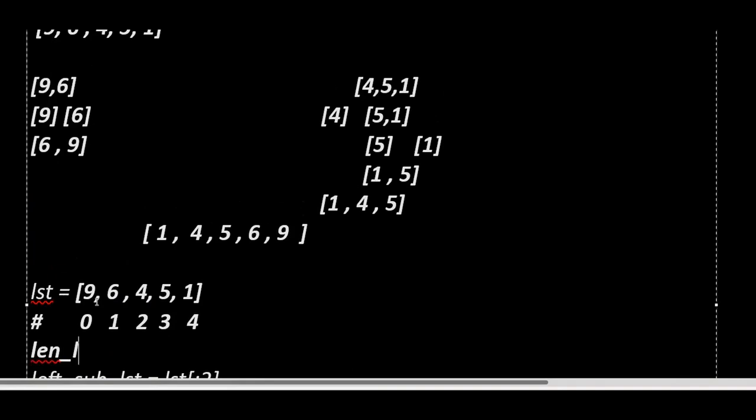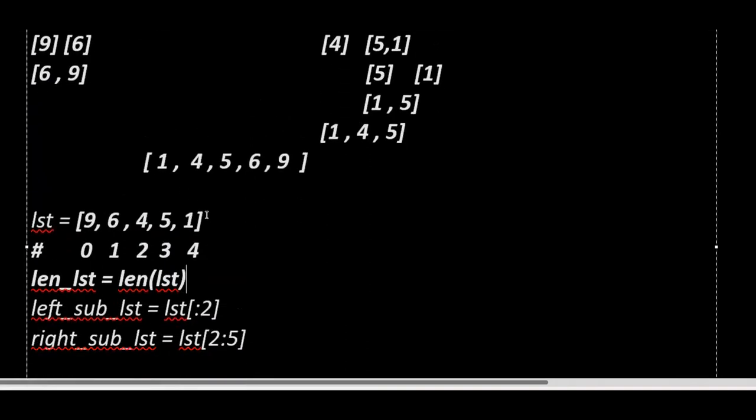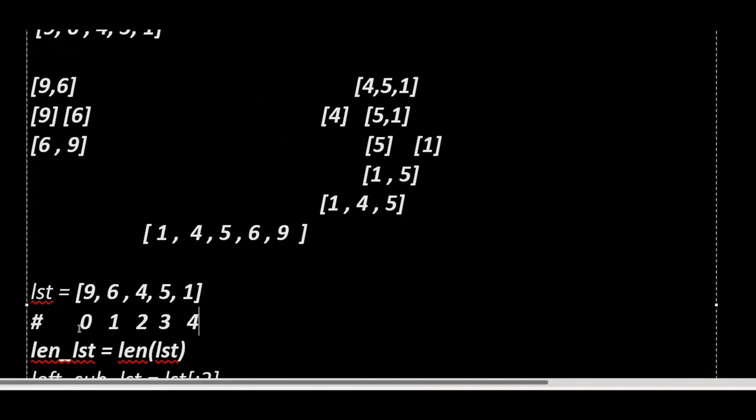So to find the length of a list, I'll simply use the length function. So in this way I can easily find the length of my list. Now you can tell me how do I get the middle value, sir? By using the length of the list, how do I get the middle value? So now you can tell me what is the length of this list. This length of list is what? 5. This length of list is 5.